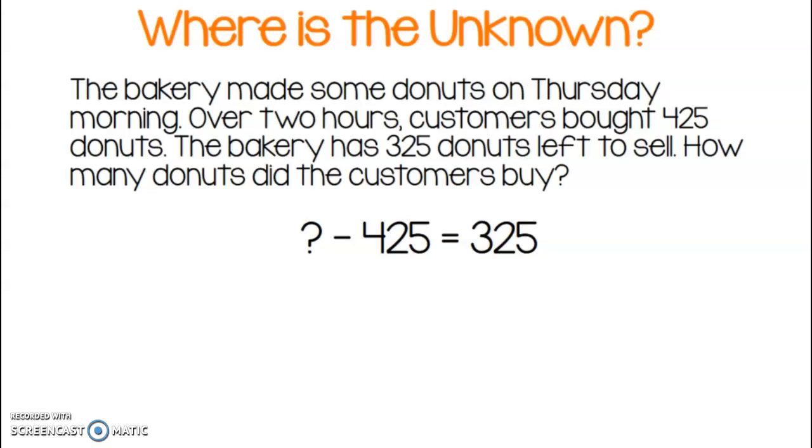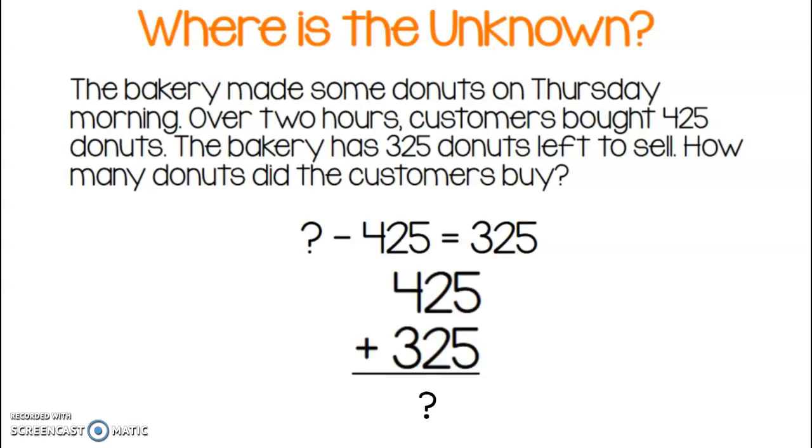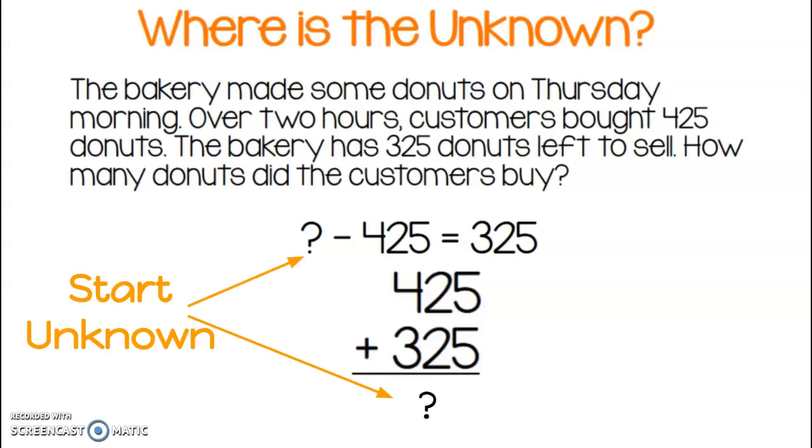Both 425 and 325 are parts of the whole, or the total number of donuts made by the bakery. When we have two parts but not the whole, we need to add to find the whole. And in this case, the whole represents the number of donuts made by the bakery on Thursday morning. We had to add in order to find our start unknown for our subtraction problem. Let's take a look at what a start unknown addition problem looks like.